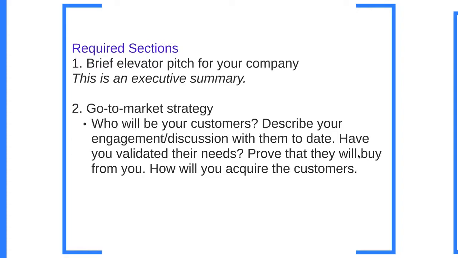Number 2, go-to-market strategy. This should come out of your canvas or whatever you've done for your canvas. Simple questions, hard to answer them. I understand it's not easy, but do your best. Identify your customers, and describe your engagement with them to date, if you have any. You should have something from the canvas. Have you validated their needs? In other words, have you closed the loop, heard some specific requirement, and addressed it in your innovation? Doesn't have to be perfect.